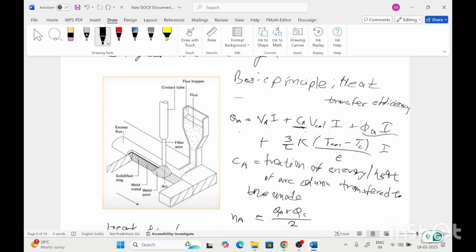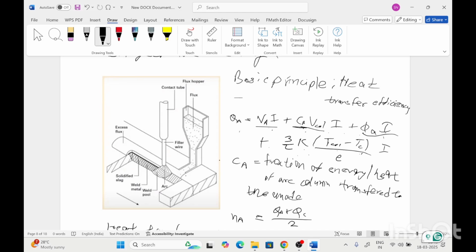V_a I = (C_a V_c + φ_a) I, plus (3/2) K (T_c − T_cathode) multiplied by I divided by e. This term comes from the heat generated at the anode only. This comes from the heat transferred from the column to the anode, this is the work function, and this is the heat transferred by the electrons coming from the cathode.